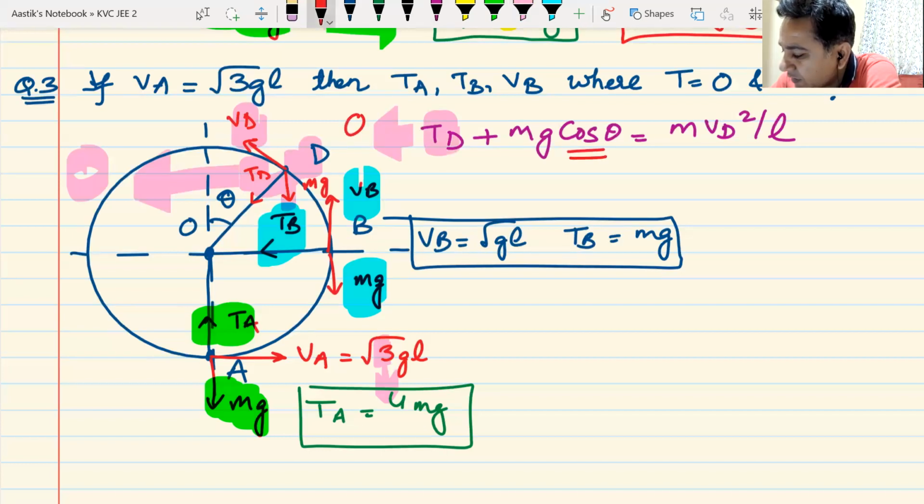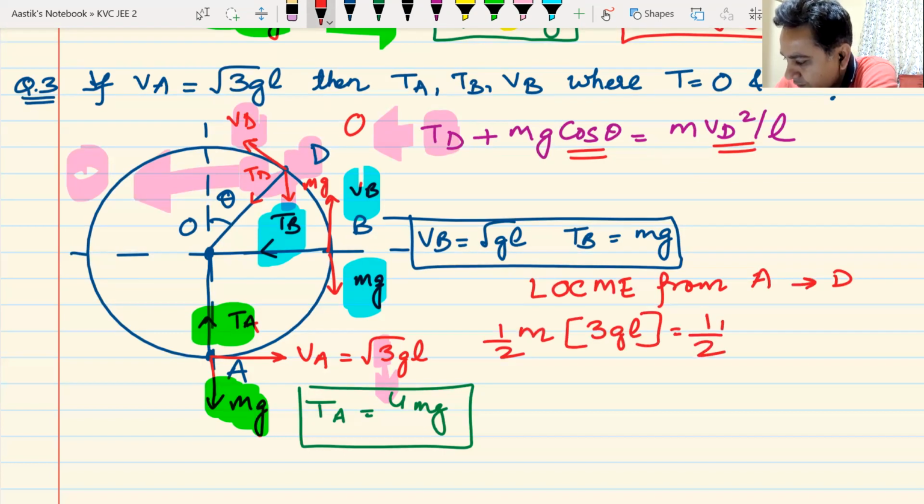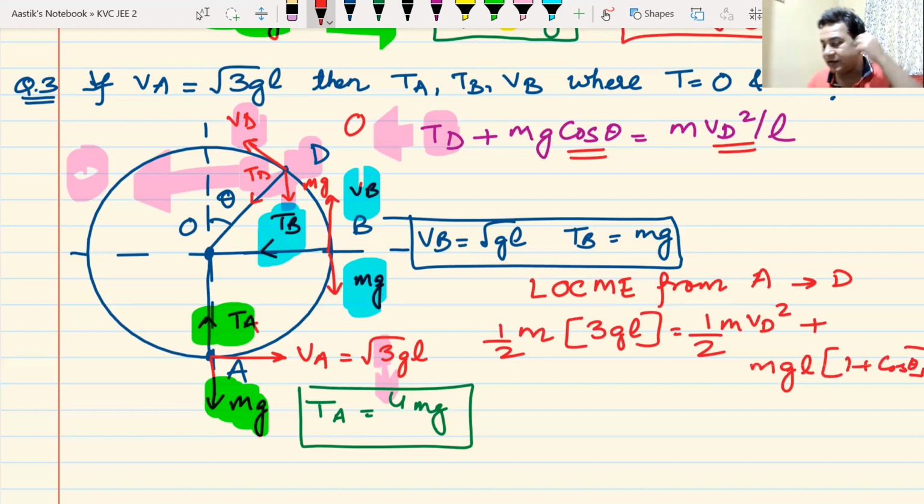Okay, so from here I will get an equation between cos theta and Vd square. I can't get anything more from there. So what I'll do, I'll make the energy equation from point A to point D. What does the equation look like? Half mVA square, which is 3GL, will be equal to half mVD square plus mgL into 1 plus cos theta. Do we understand this, all of us?